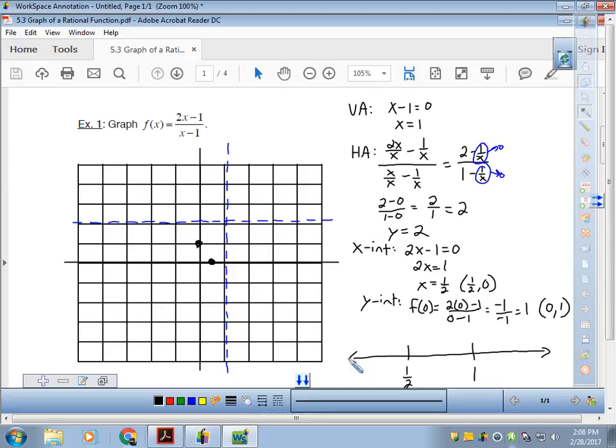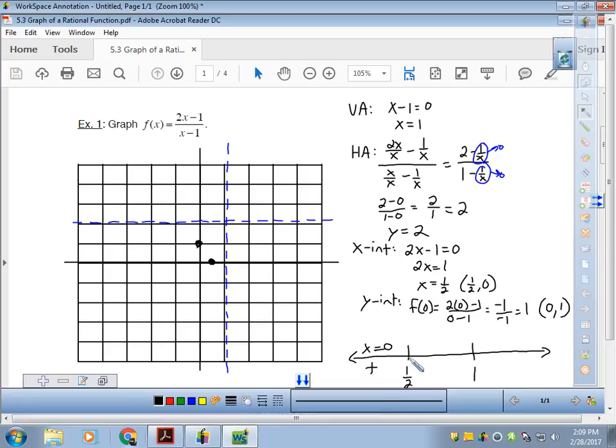For this first interval, negative infinity to 1/2, I can pick any number, but I'm going to pick x equals 0. The reason why I'm picking x equals 0 is I already know that I get positive 1 when I plug in 0. So I already know it's a positive. I don't have to do any extra work.